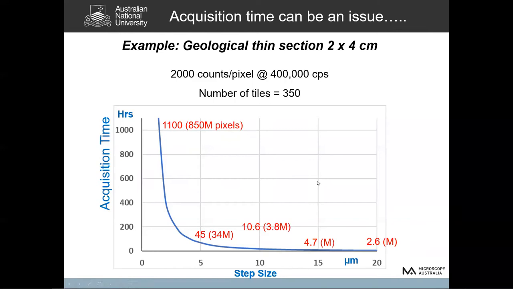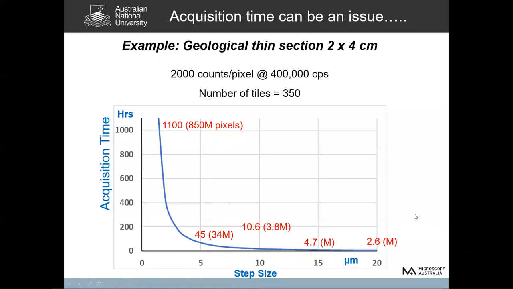So you may want to be realistic in what you can achieve in a given time, and also how much you can afford to pay. I mean, we can map for a long time, but how much money do you want to spend? Because you will have to pay for the time. So what you can do is take a low resolution overview and maybe concentrate on some specific areas where you want to do some higher resolution maps. Okay, so you need to be careful in terms of what acquisition conditions you want to use.